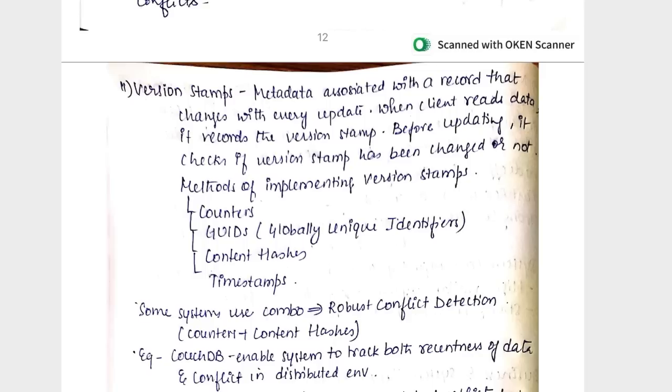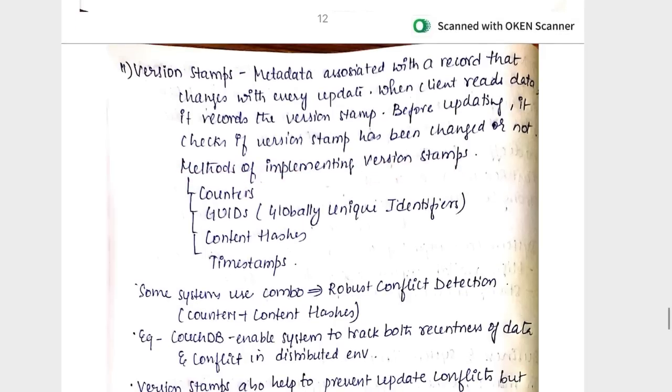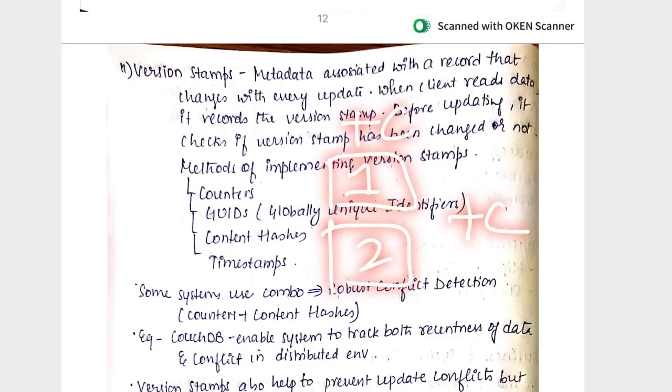Next we have methods of implementing version stamps. These are the typical methods used to implement version stamps. First one we have is the counter. Each time a resource is updated, its version number is also incremented. That's when we make use of a counter. If it is 1 here, the time it gets updated, it becomes 1 plus the counter. So it becomes 2. Again, if it's updated, it becomes 3, and so on.